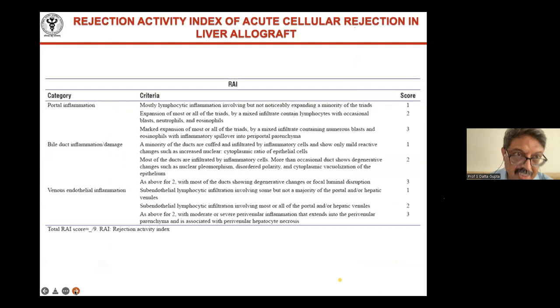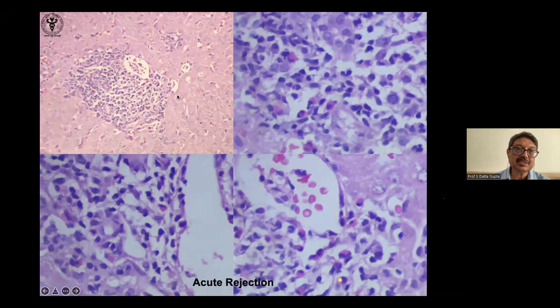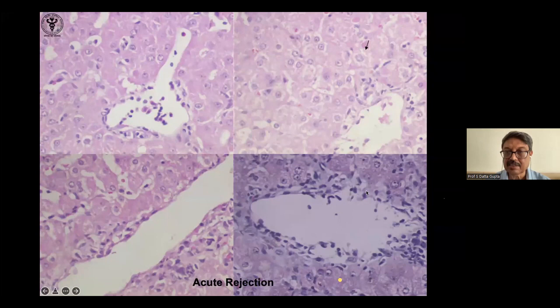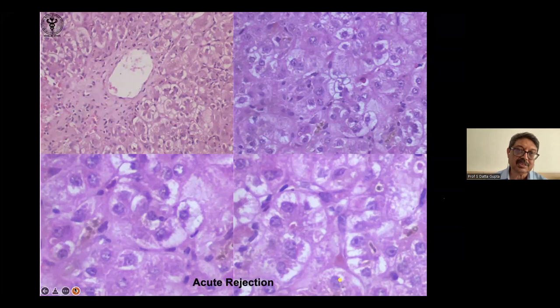This is for rejection. Please remember, in rejection, what I wanted to show you is that not only do you have portal inflammation, you have what is called endotheliitis. These inflammatory cells literally peel off the endothelium. This could be in the centrizonal area or in the periportal venules. You also get eosinophils, right? Acute cellular rejection: look, a lot of endotheliitis. You can get cholestasis. Look at this endotheliitis. So this is mainly to show you what you get in acute rejection. You can get ballooning, you can get cholestasis, which is the same.